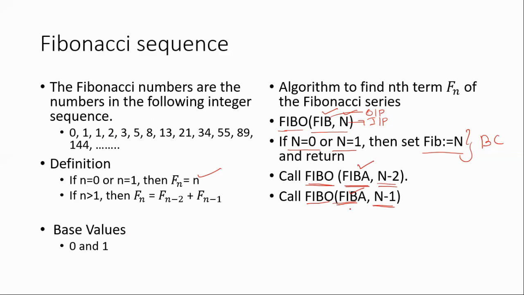Okay, so then what we'll do now, we got two Fibonacci numbers, that is the n minus 2 Fibonacci number, and also the n minus 1 Fibonacci number. Now all that we have to do is add fibA and fibB, and that will give us the required nth Fibonacci number. Okay, so that's the basic algorithm. What do we do?